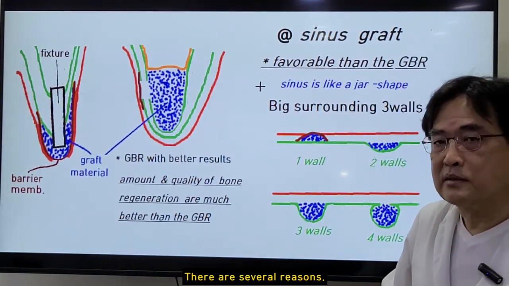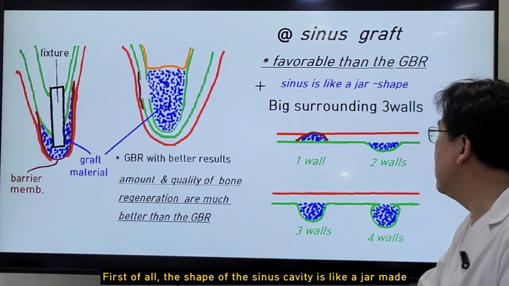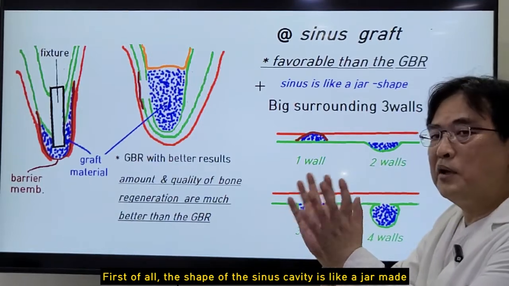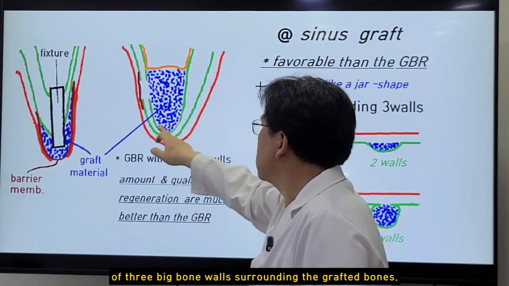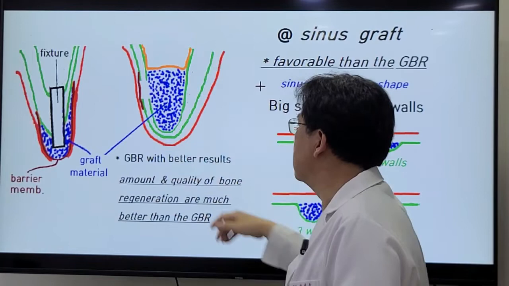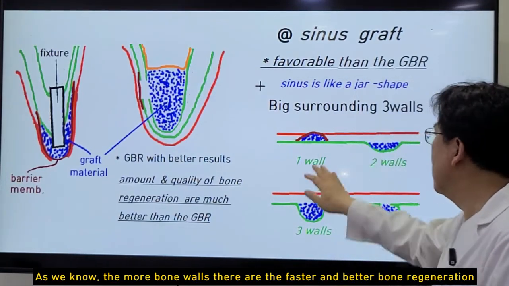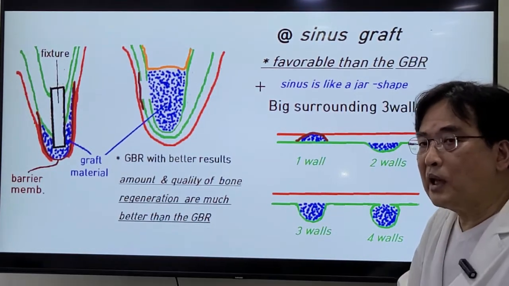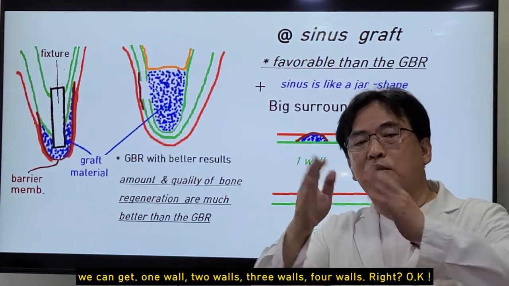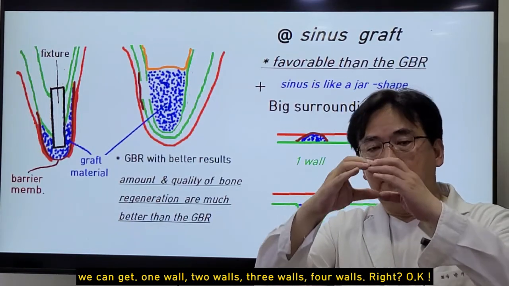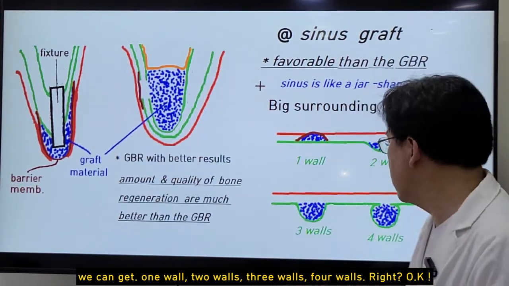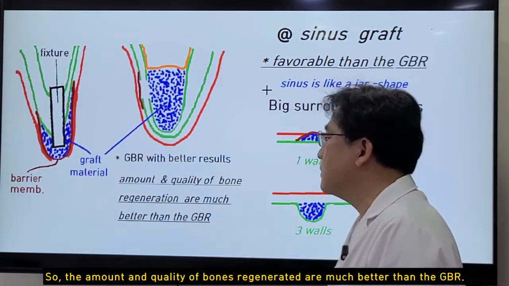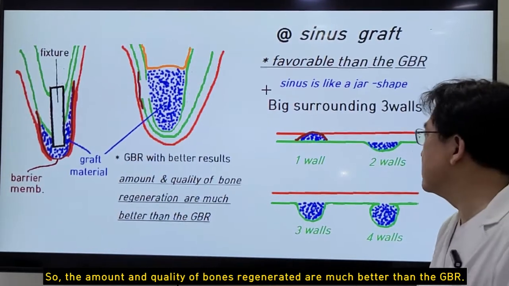There are several reasons. First of all, the shape of the sinus cavity is like a jar made of 3 big bone walls surrounding grafted bones. As you know, the more bone walls there are, the faster and the better bone regeneration we can get. 1 wall, 2 walls, 3 walls, 4 walls, right? Okay. So, the amount and quality of bone regeneration are much better than in GBR.